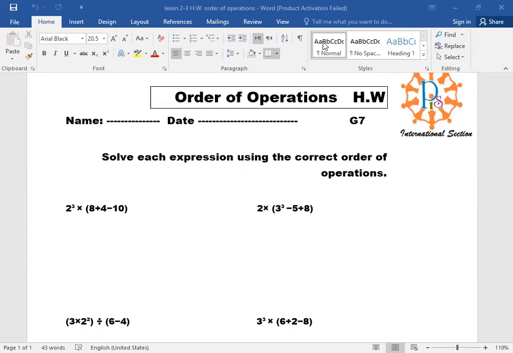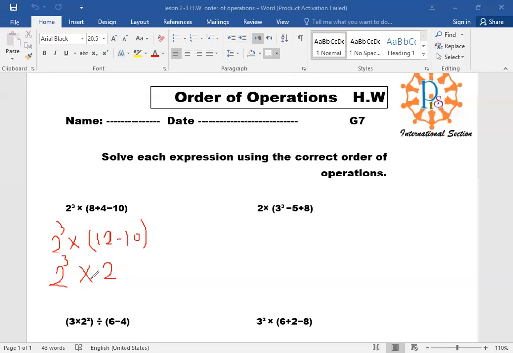The exponents. So first we have 2 to the power of 3, we will keep it the same, multiply. We will simplify the parentheses. As I told you, it will be 12 minus 10, then it will be 2. So 2 to the power of 3 multiplied by 12 minus 10. It will be how many?